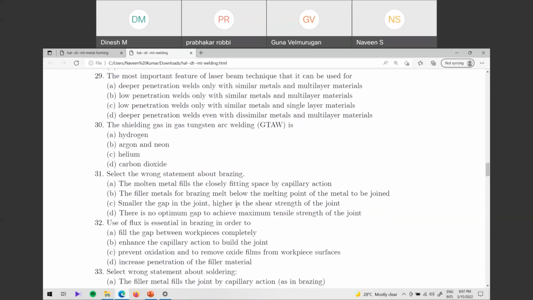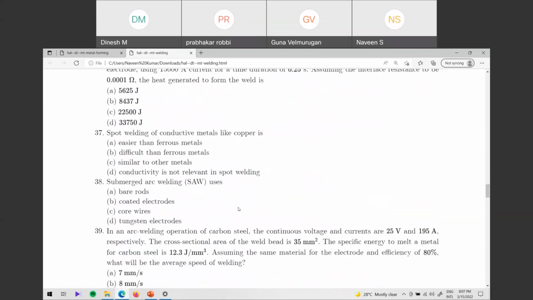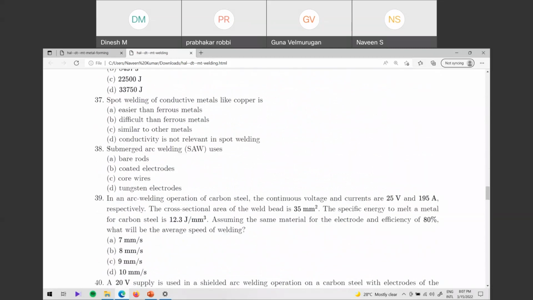Yes. One more and we'll close it off. Yeah, 38th one. Tell me the answer for the 38th one. Submerged arc welding uses what? Anyone? Submerged arc welding uses what? Submerged. Your electrode is submerged in flux.